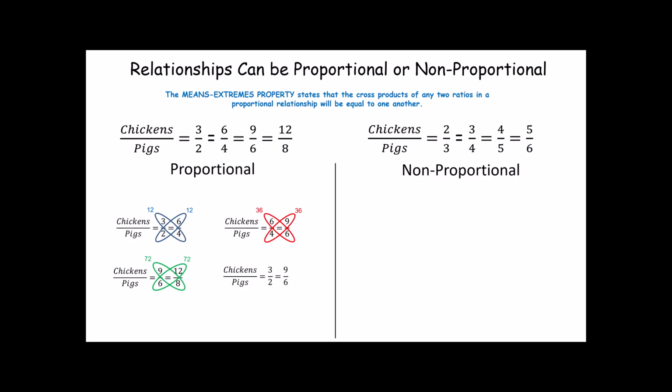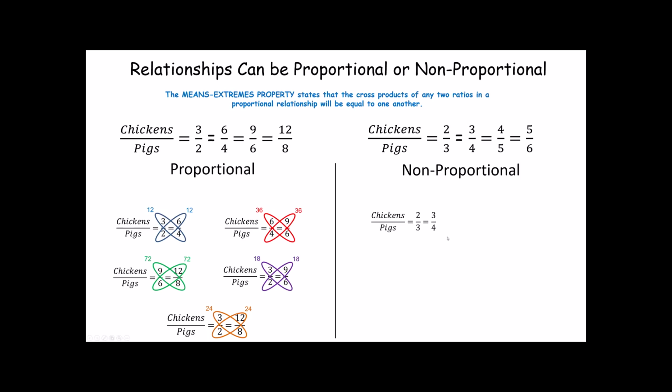And then I can just start mixing and matching. I went in order for those first few. How about if I take the 3 halves and the 12 eighths? Or so the 3 halves and the 9 sixths. 3 times 6, 2 times 9, both are 18. And just to be thorough, 3 halves and 12 eighths, cross multiply, you get 24 and 24. In a proportional relationship, anytime you do cross products, your solutions should be the same.